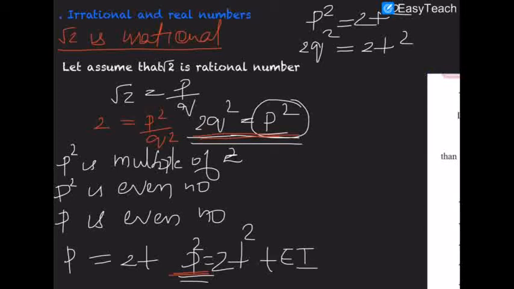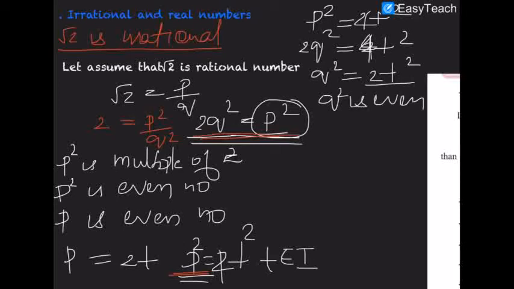When squaring on both sides here, see it will be 4 here, not 2. So 2q square is equal to 4t square. The 2 on this side gets cancelled, so the equation becomes q square is equal to 2t square. This means q square is a multiple of 2. Since you see on the right side 2, it is a multiple of 2, so it means q square is even. That means q is even.